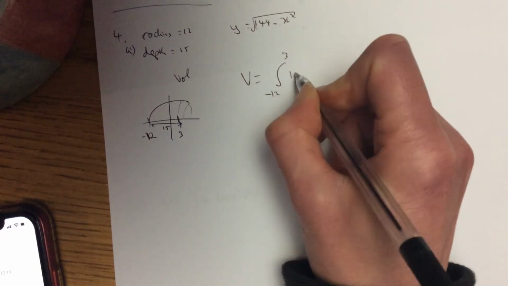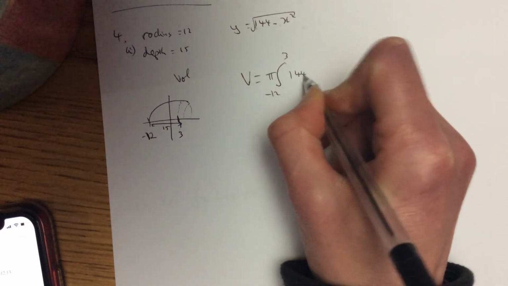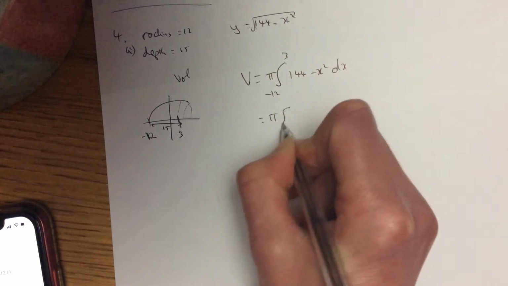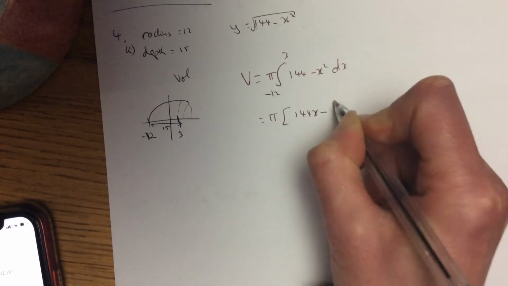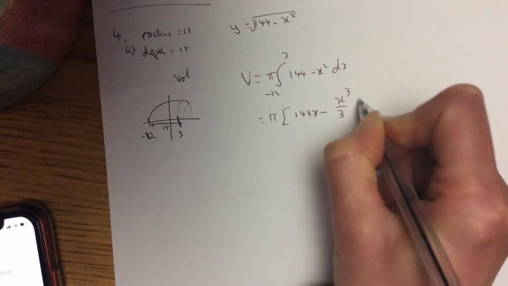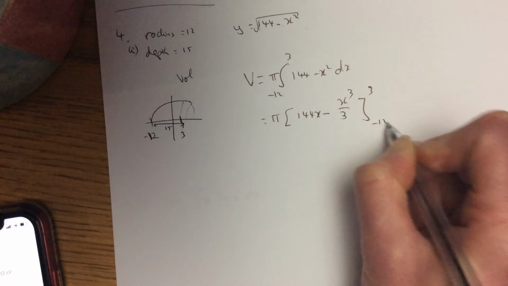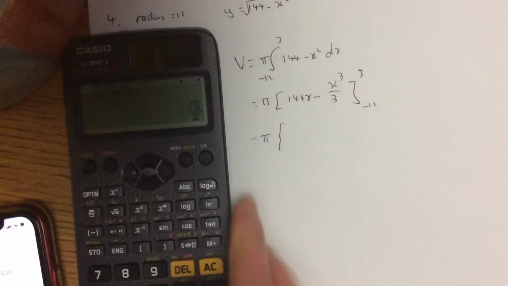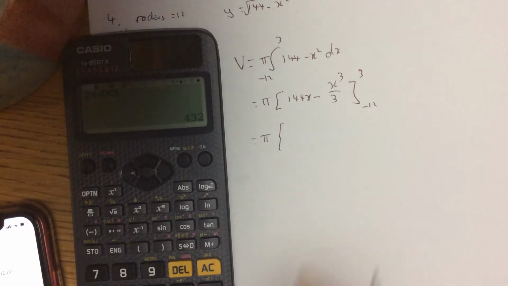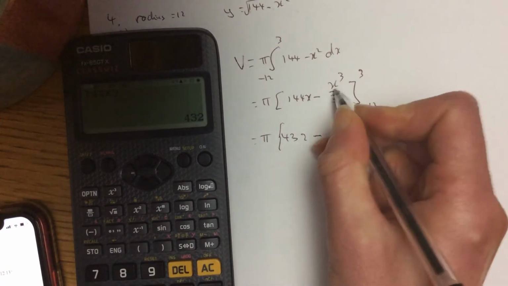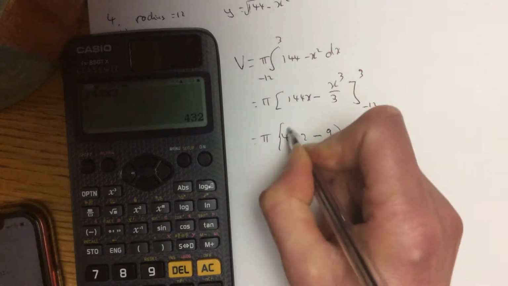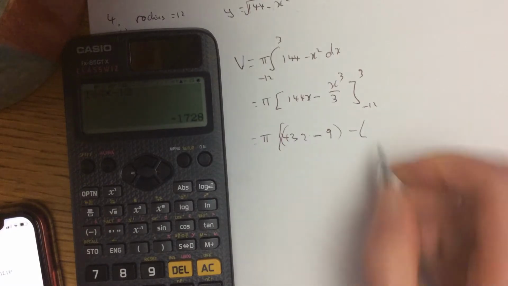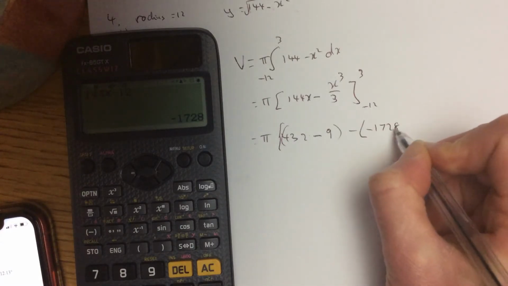And then it's pi y squared. You square that, the root just disappears, dx. So to integrate that, 144x minus x^3 over 3, between minus 12 and 3. So putting in your 3, 144 times 3 gives you 432, minus 3 cubed over 3, which is 9. Take away 144 times minus 12, which gives me minus 1728.